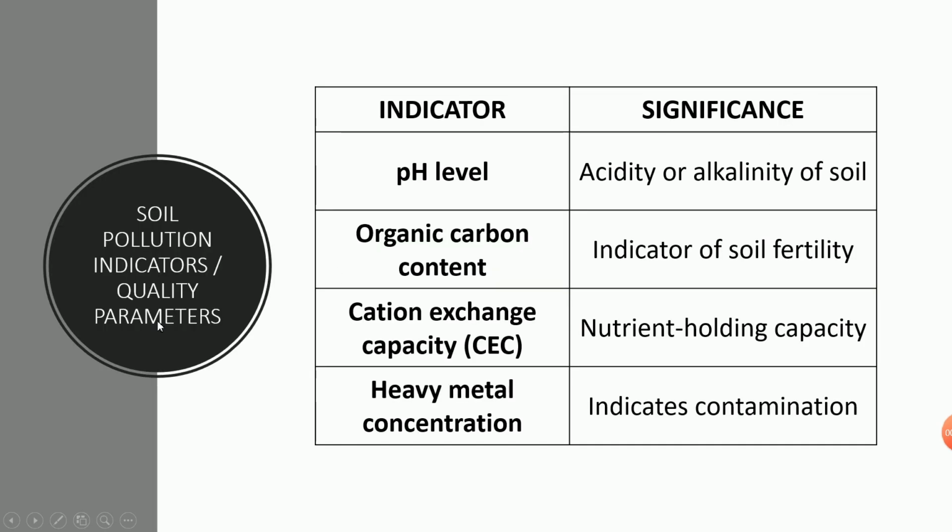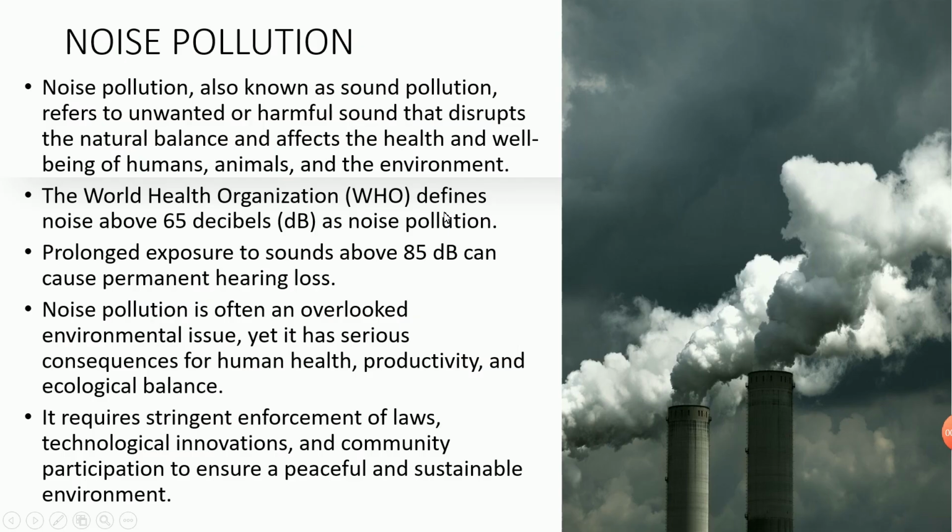So here also there are certain indicators or quality parameters. pH level, the acidity or alkalinity of the soil. Here they have not given the ratio, rather what all the indicators are. Organic carbon content indicates the soil fertility level. Then cation exchange capacity, that is nutrient holding capacity, and then heavy metal concentration indicates contamination. So these are the indicators of soil pollution.